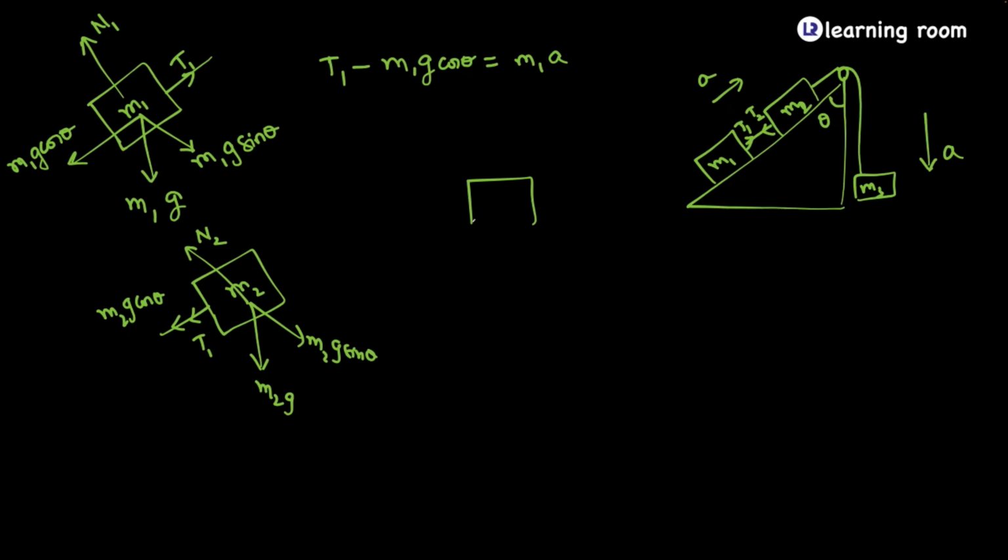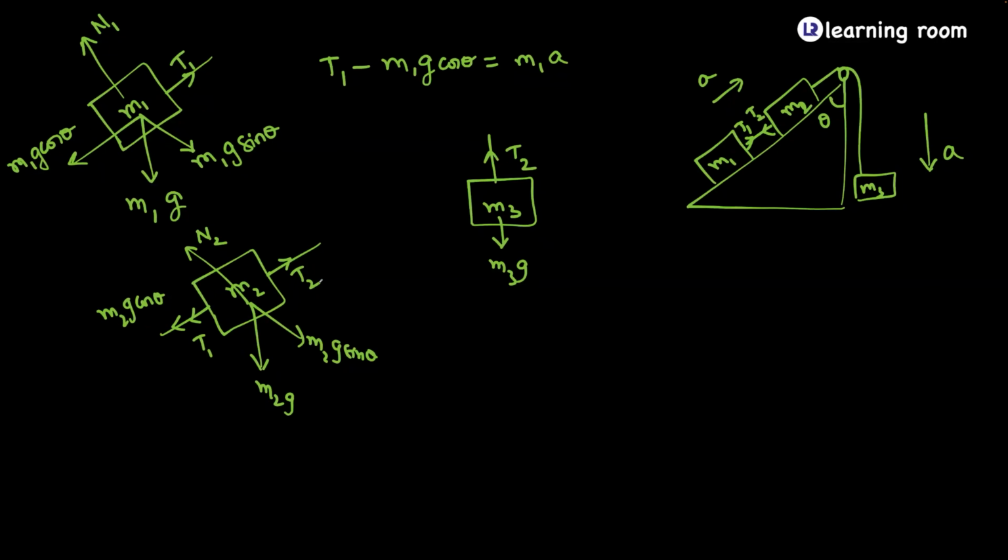Similarly, what about M3? M3G is downward, tension is upward. So how much is the tension going to be? It will be T2. There is something missing in this diagram. The other end of M2 is connected to a string. So here the tension will be in this direction, T2. This tension is what is pulling it upward. Did you understand the free body diagrams?